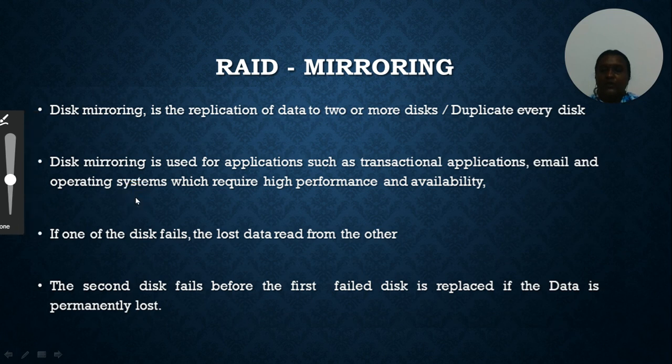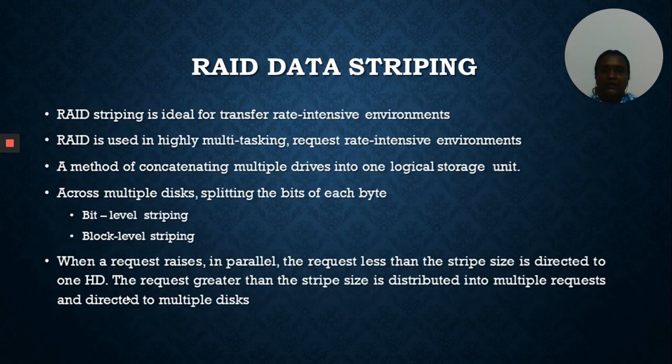Okay, so if there is a disk failure, the lost data can be read from the other disk. It is like a backup. If you lose your data in one single device, it will be retrieved from the other disk. And if the second disk also fails, the first disk will be replaced before the data has been completely lost. So in this way, you're going to have the RAID levels. Then data mirroring and then data striping.